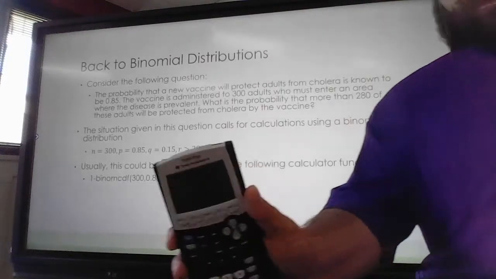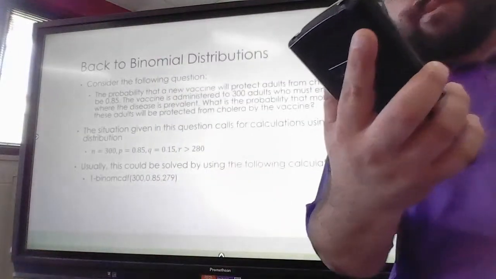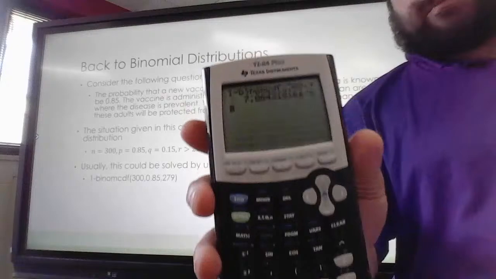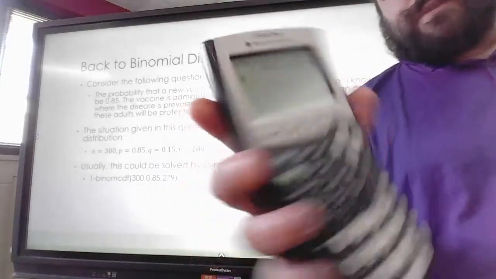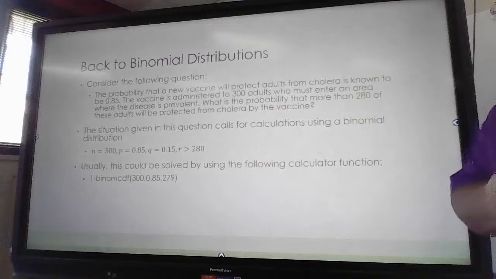Okay, so here's what it will look like on the calculator. Here is the value of that. That probability is pretty small, about 0.000007%.